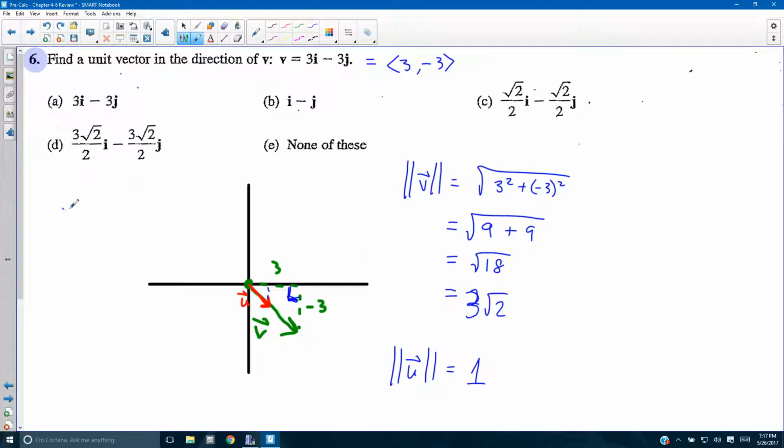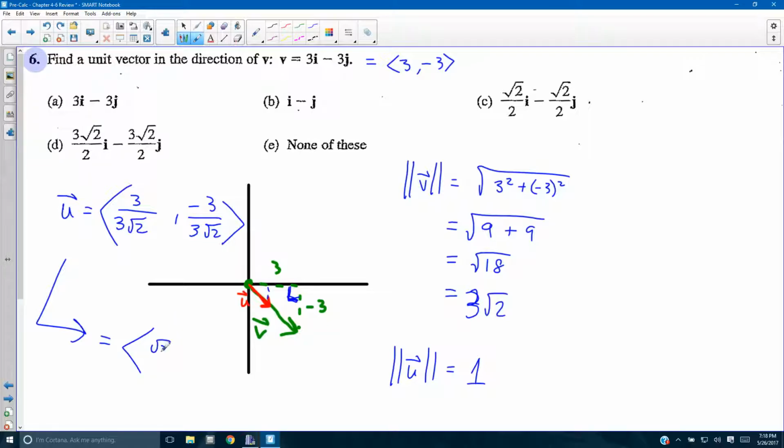So if vector u is 3 root 2 times smaller than vector v, then vector u's components are 3 root 2 times smaller than 3 and negative 3. So vector u is 3 divided by 3 root 2, because it's 3 root 2 times smaller, and negative 3 divided by 3 root 2. Now this reduces to 1 over root 2, which is root 2 over 2, comma, negative root 2 over 2. Now this is component form.